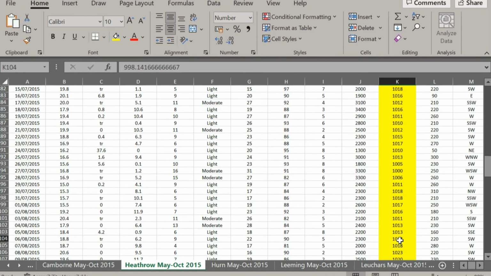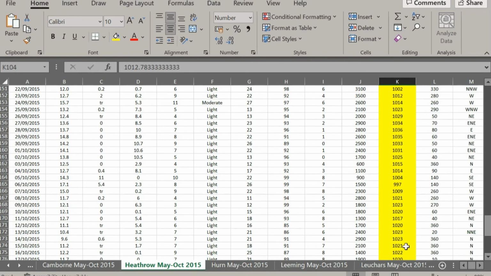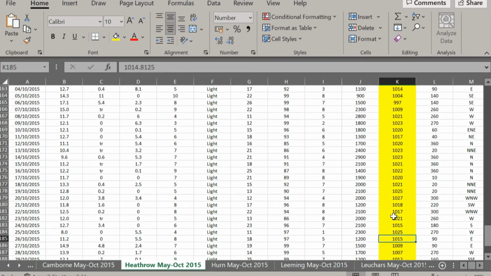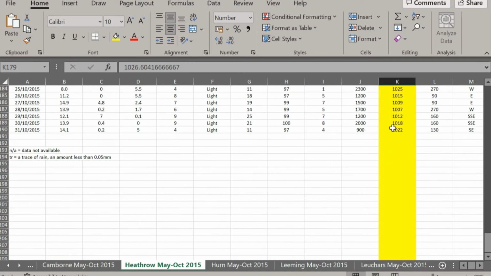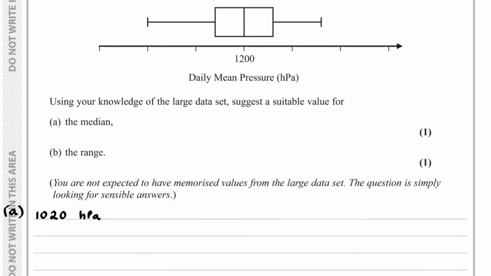We've got values such as 1013 and so on and so forth. Here we've got 1015, here we've got 1027, here we've got 1022. So what I'm expecting for the range is to have a value of around 30.